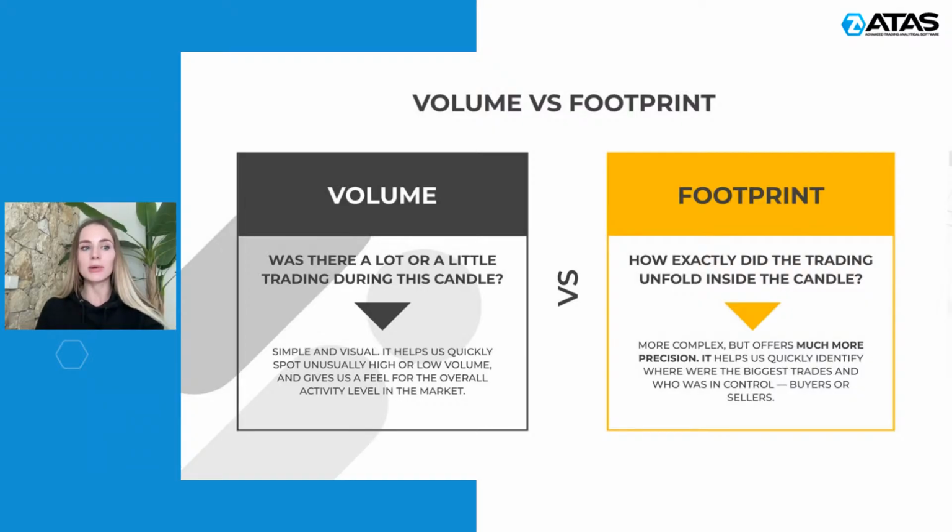And that's why both of them, volume and footprint, are extremely valuable. Volume bars are simple and visual. One quick glance at the histogram below the chart and you can spot spikes or drops in the activity. Footprint, on the other hand, is more complex, but it offers much more precision. So now you can see who is applying the pressure, bulls or bears, where large limit orders are sitting, and how the action is playing out on every single price level.